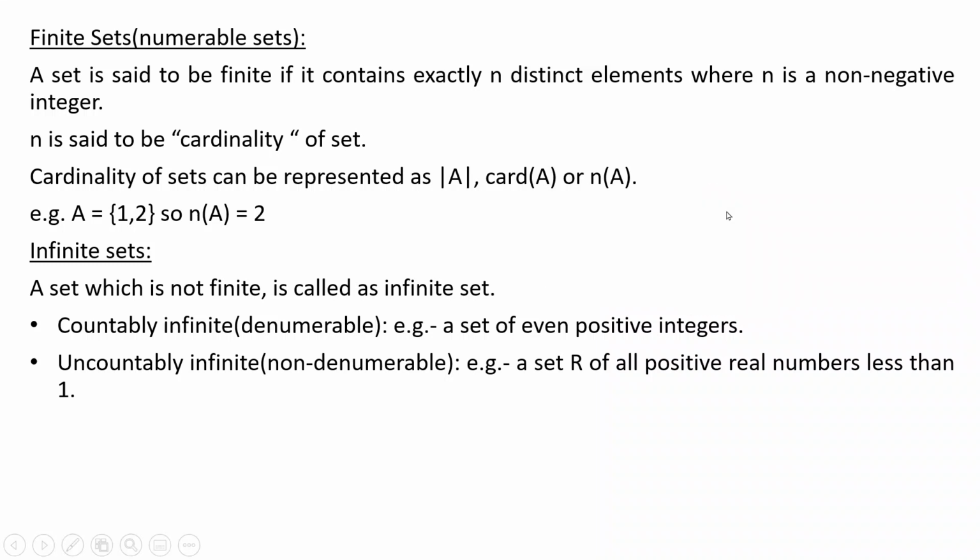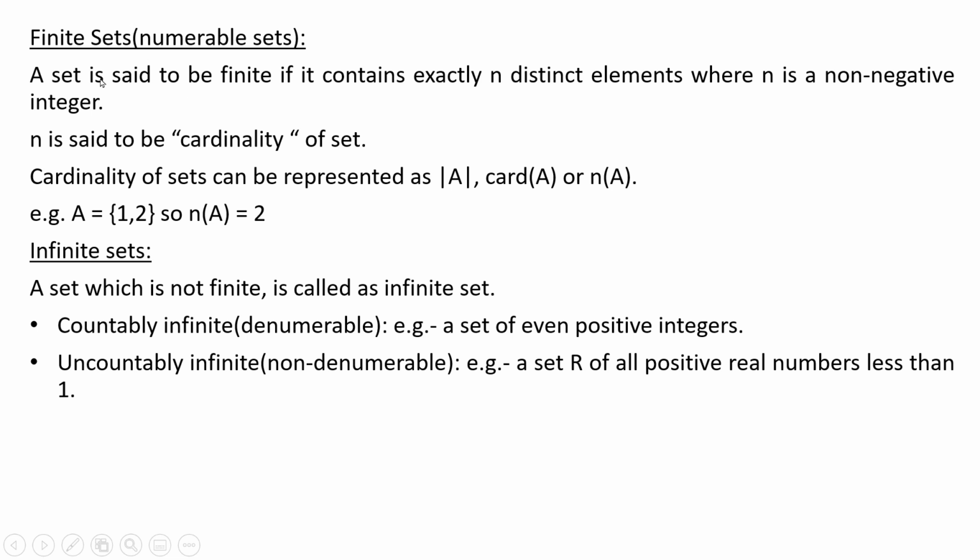Hello everyone. We have already discussed what a set is, what a subset is, and the set operations like union, intersection, complement, and subtraction. We have also discussed the algebraic laws for the sets. So basically sets help in counting problems, like we have finite sets, which are also called numerable sets. We have infinite sets.